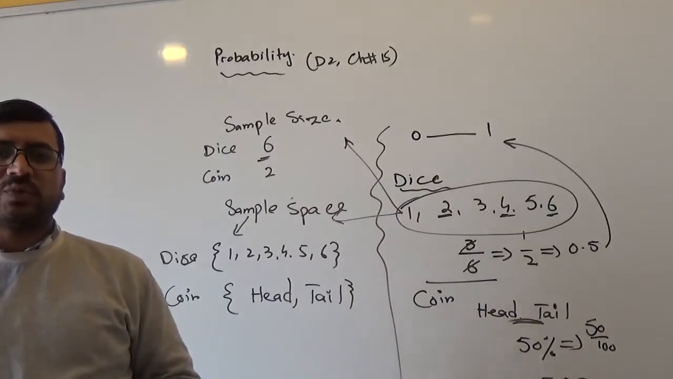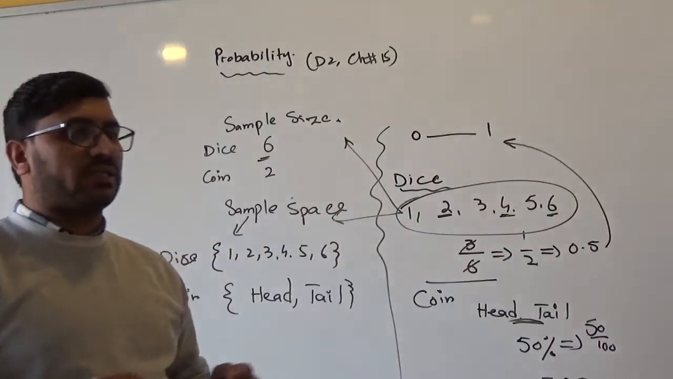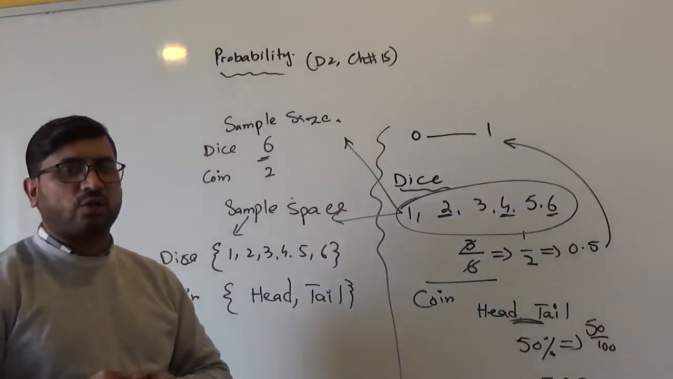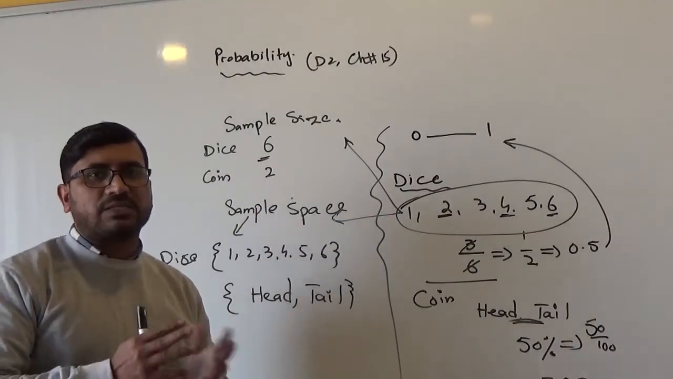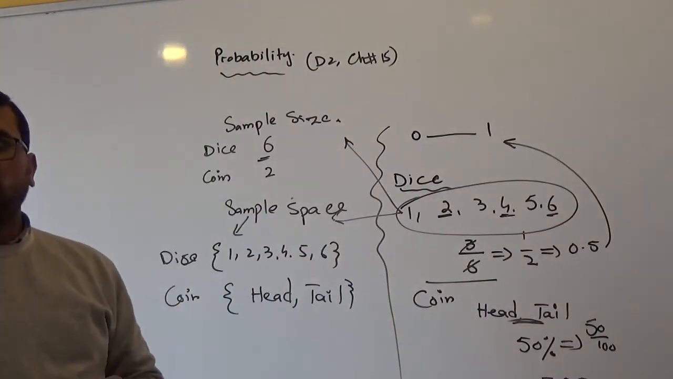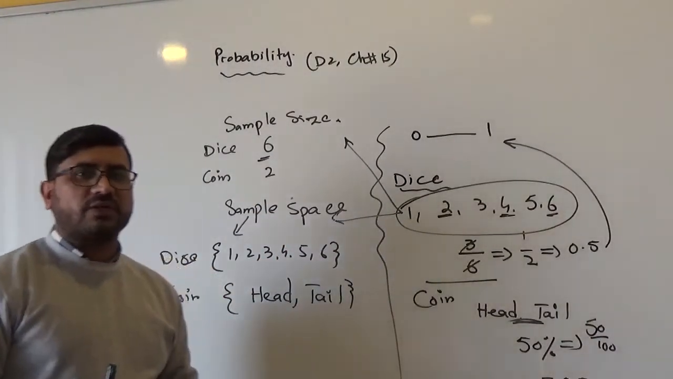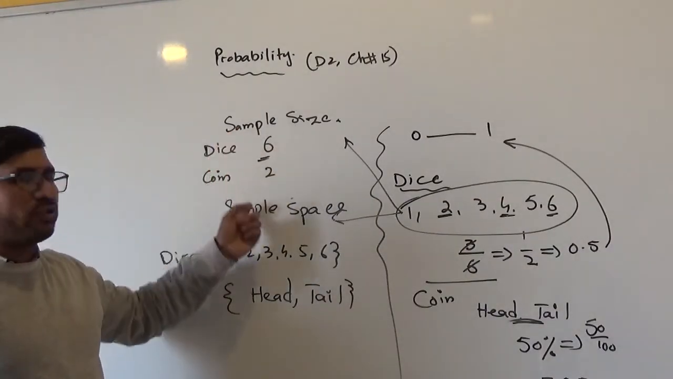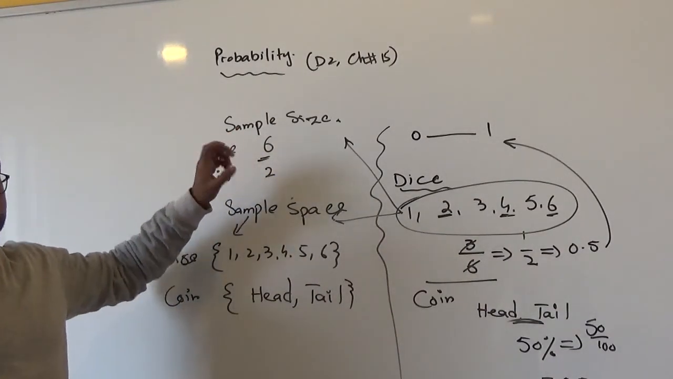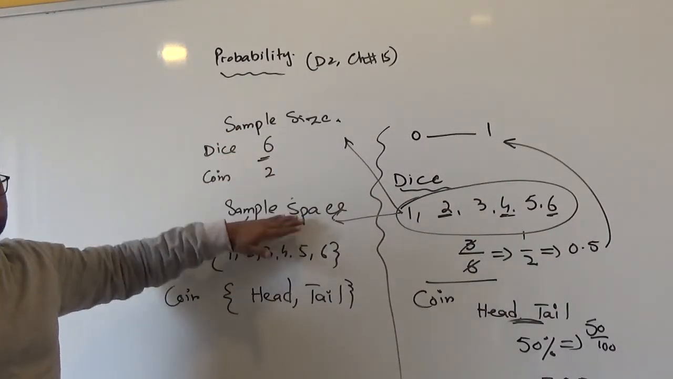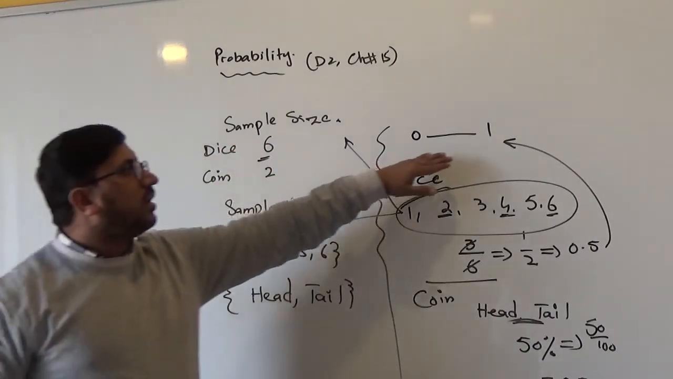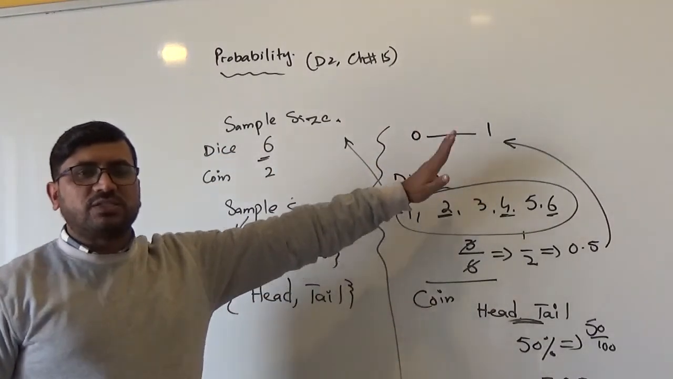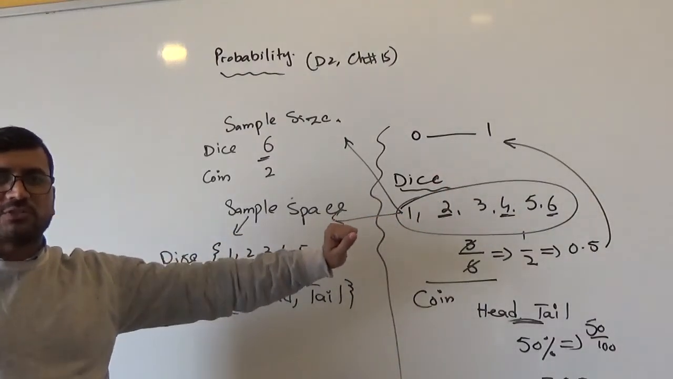Regarding this chapter, if we consider the basic questions, the maximum portion of this chapter is based on sample size and sample space. So this is the very first thing you need to keep in mind about these two words. Today's discussion was about the difference between these two words, what sample size and sample space are, and that the answer of probability is always between 0 and 1. Hopefully this will be beneficial for all of you.